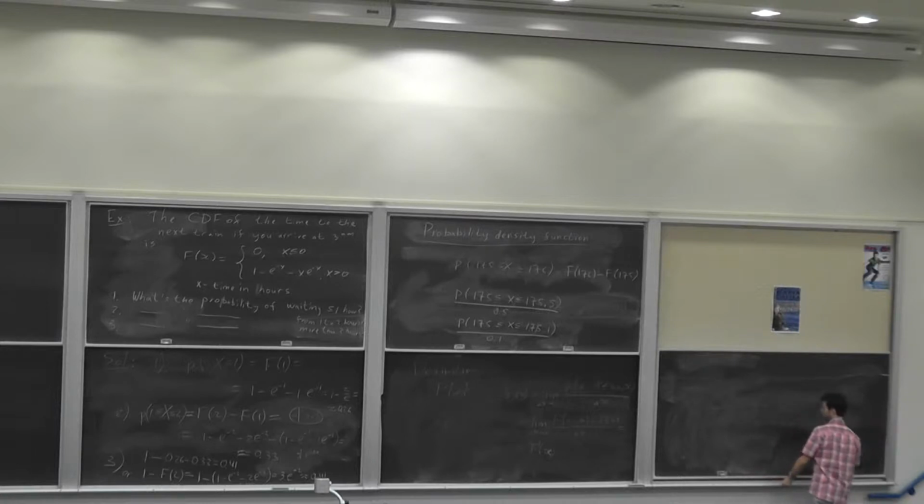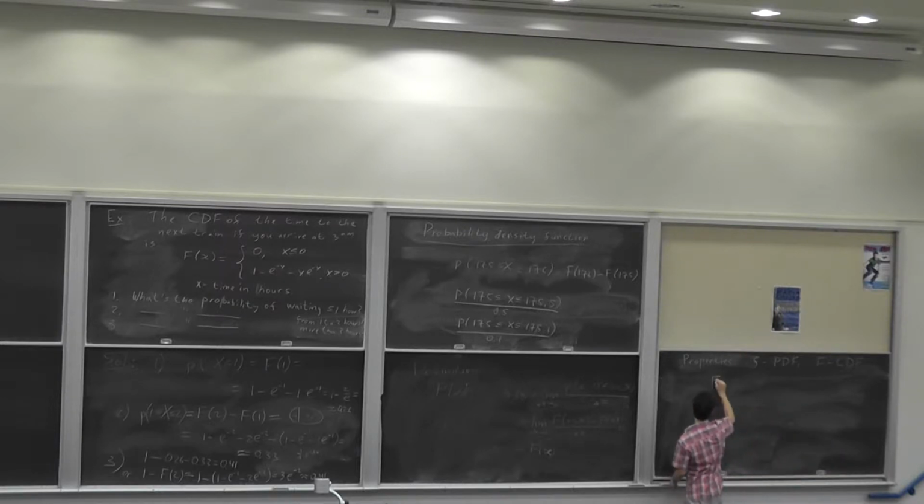Before we actually start talking about this probability density function, let's write down some quantities. Maybe let's make a connection between the density function and the probability and the cumulative distribution function. Properties. Now f is going to be the density function, capital F is going to be the cumulative distribution function. So first property, the density is the derivative of the cumulative distribution function. That's just definition.